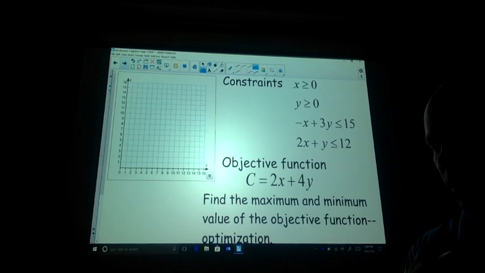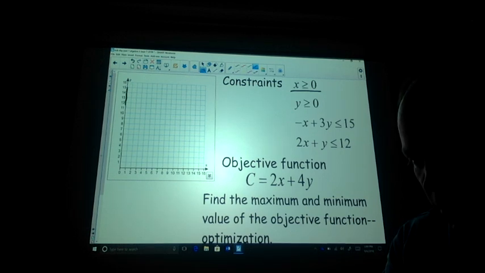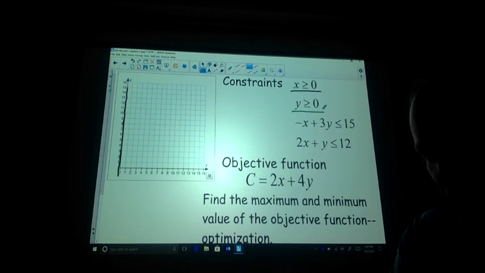Moving on. Notice this is in quadrant 1, we're just in a positive region. So let's go ahead and graph this. This means we're dealing with everything to the right of the y-axis. That's what that looks like. And then if I look at y equals 0, that means I'm dealing with everything above the x-axis.